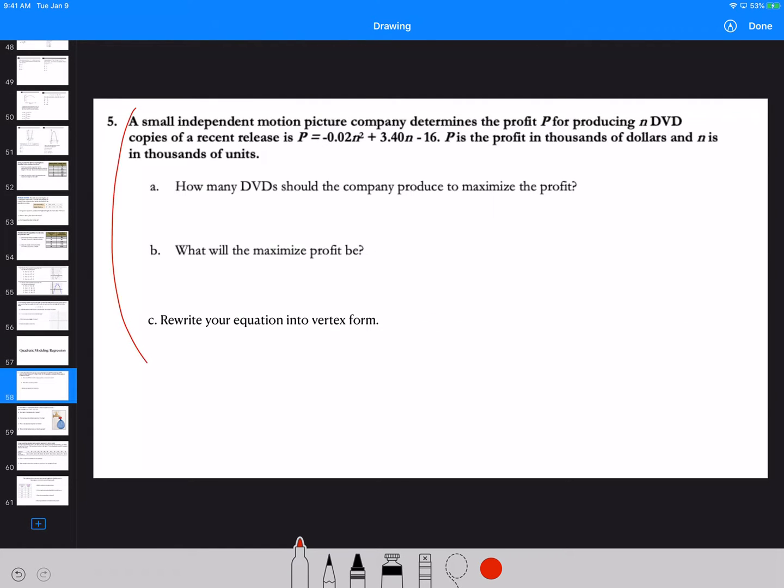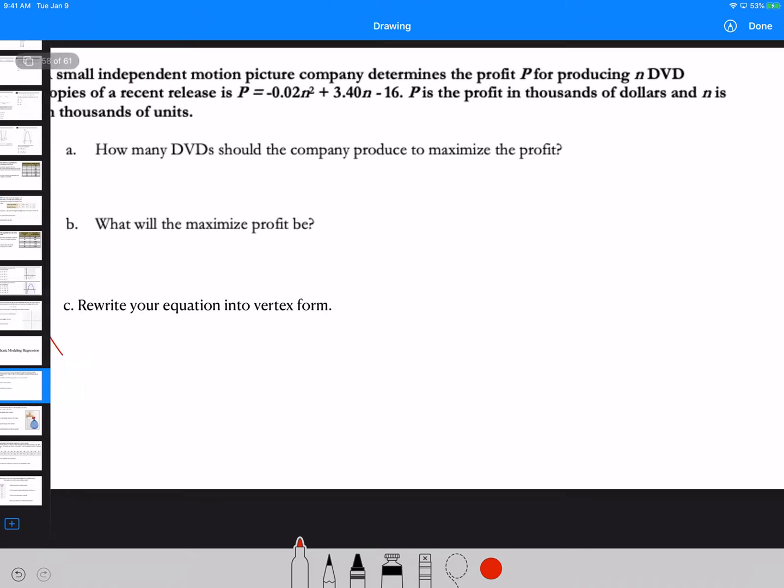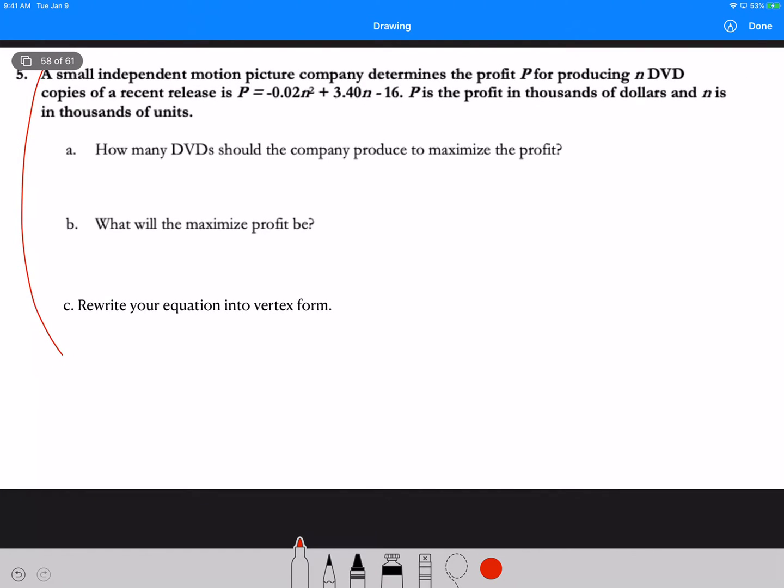This is a quadratic modeling question that I would like for us to try first. A small independent motion picture company determines the profit P for producing n DVD copies of a recent release is given to us as this quadratic equation. Now, we want to look for the maximum of the profit. Well, that's actually part B, and how many DVDs you need to sell in order to achieve that goal.